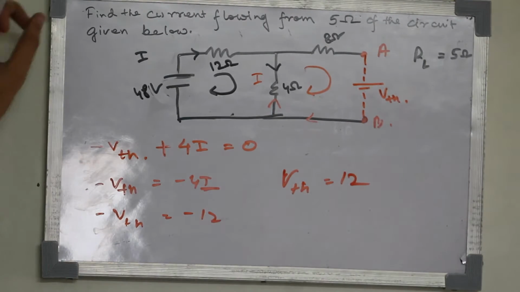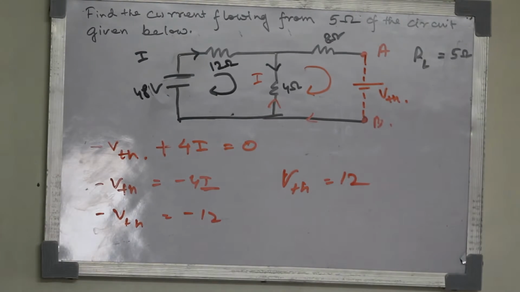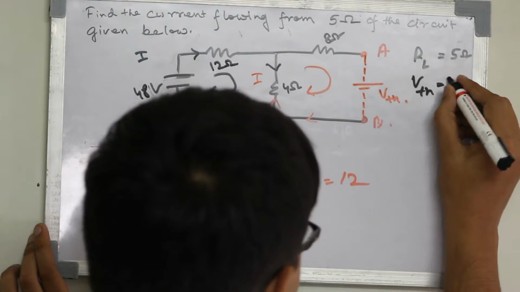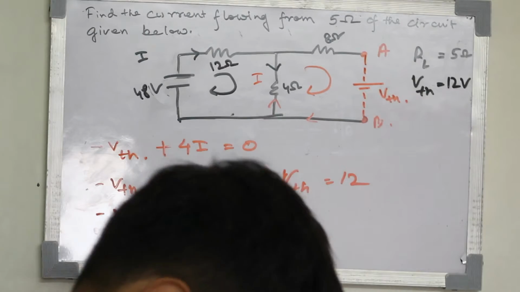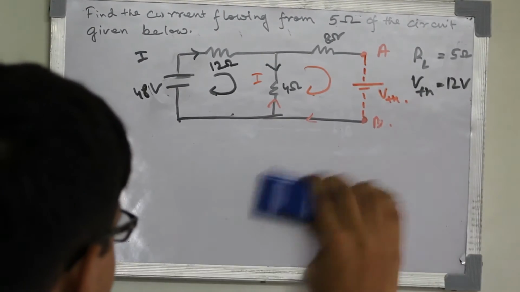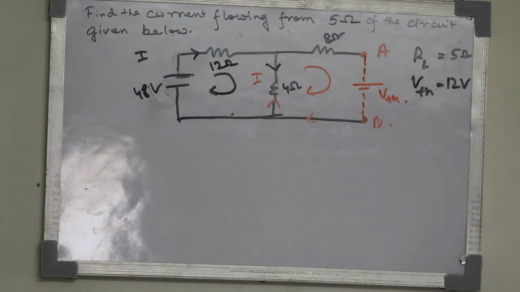Now we found the value of VTH. Now what is our next thing? The next step. Now we'll write it here. The value of VTH, VTH equals to 12 volt. Now our next step is to find the value of RTH.